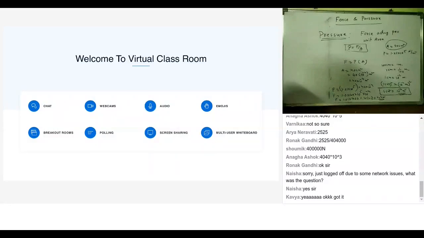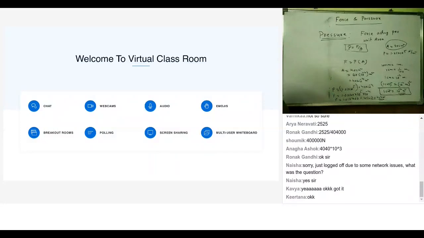Sir, can you please explain the last step? In the last step, 1.01 into 400, you can directly do from here. What I've done is I've written 4 as 4 into 100. 1.01 into 100 can be written as 101. Okay. So what am I getting? I'm getting around 404 Newton.